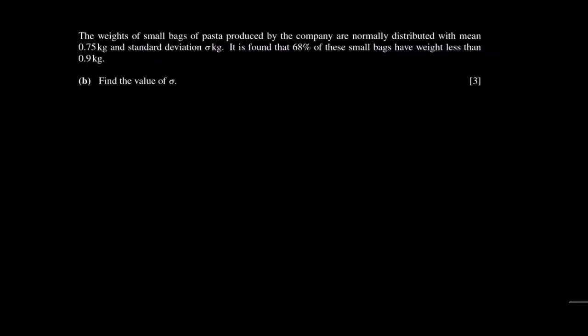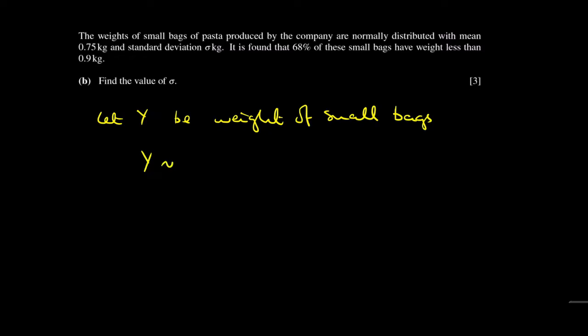Okay, well, again, we're going to define our distribution. Let y be the weight of the small bags. So always be in the habit of doing that, even if you think it's completely unnecessary. You want to do it because it protects you from errors in other questions. So y is normally distributed with a mean of 0.75 and a standard deviation of sigma, so sigma squared there.